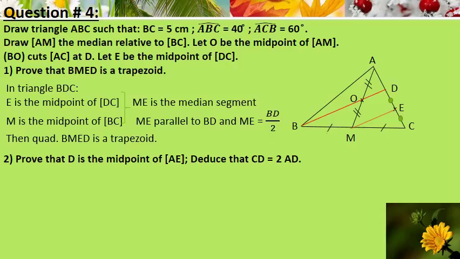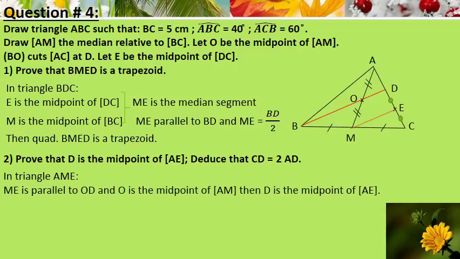Okay? This is the inverse of the mid-segment theorem. So in triangle AME, we have O is the midpoint of AM and ME is parallel to OD. We proved it in part 1. Then D will be the midpoint of AE. This is the inverse of the mid-segment theorem, okay?